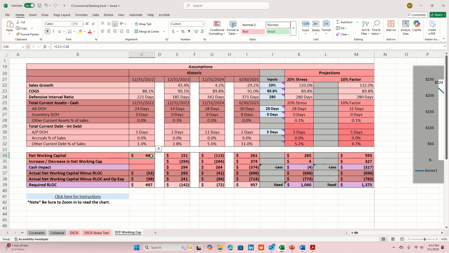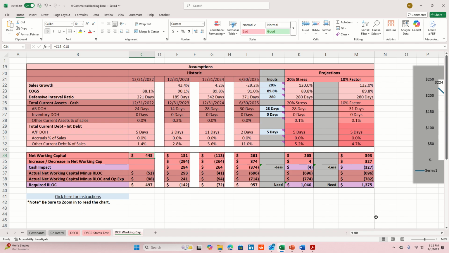And then we're going to subtract accounts payable, non-operating current liabilities, accruals. We're not going to subtract revolving lines of credit. That's debt. We're not going to subtract the current portion of long-term debt. That's interest bearing. We're taking that out. So anyways, we have our net working capital right here.